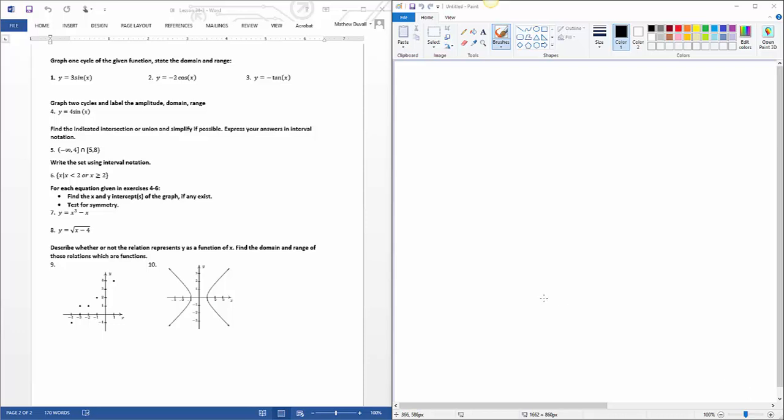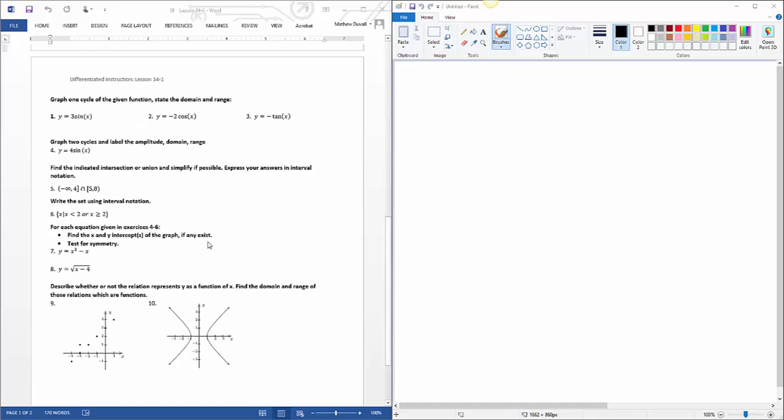All right, so this is going to be 34-1, and let's go ahead and go through the questions here. On the first one, it says graph one cycle of the given function, state the domain and range.